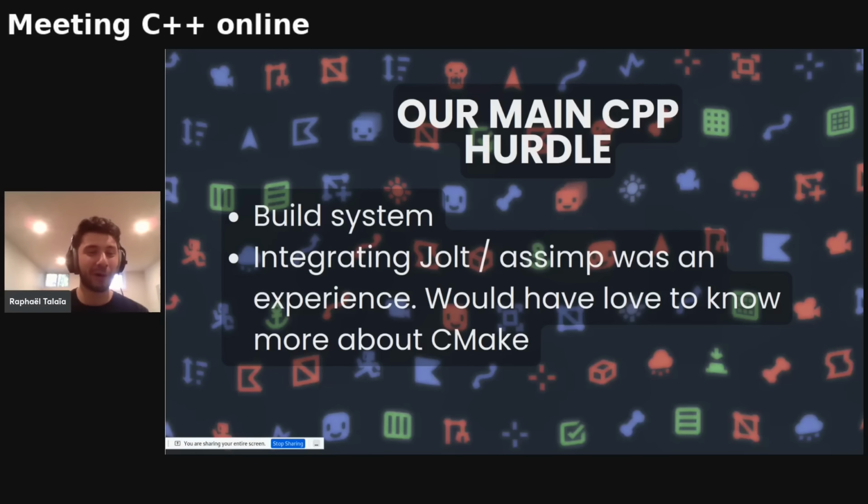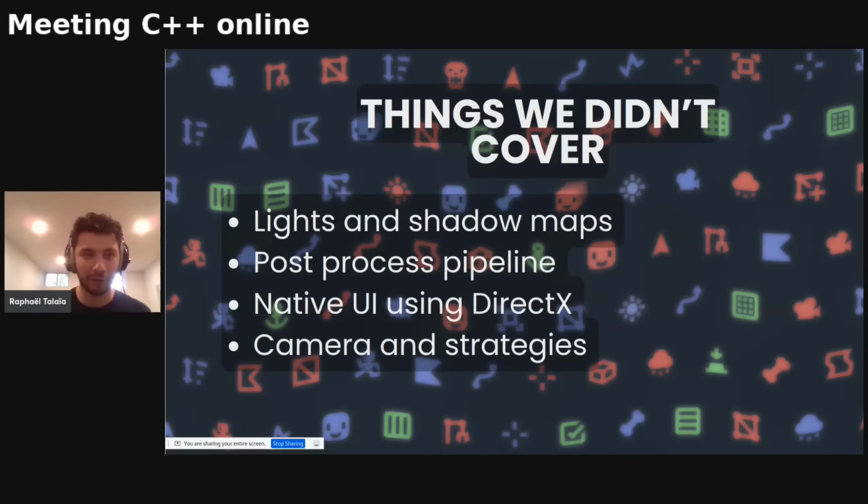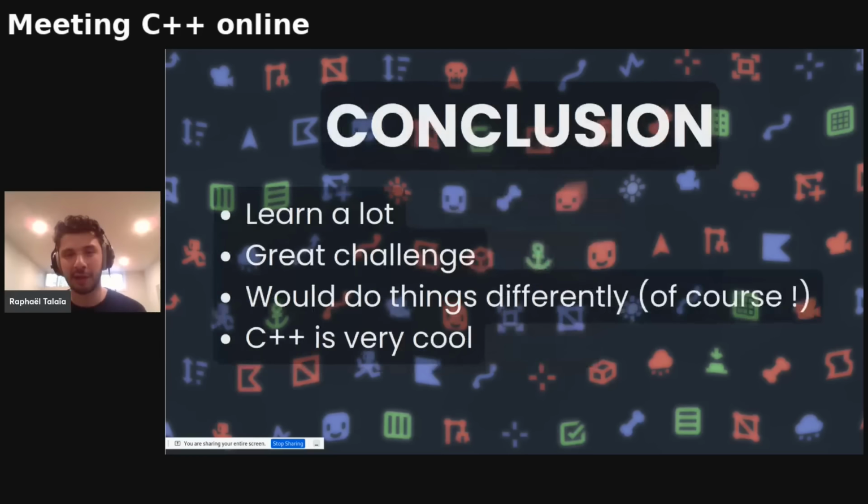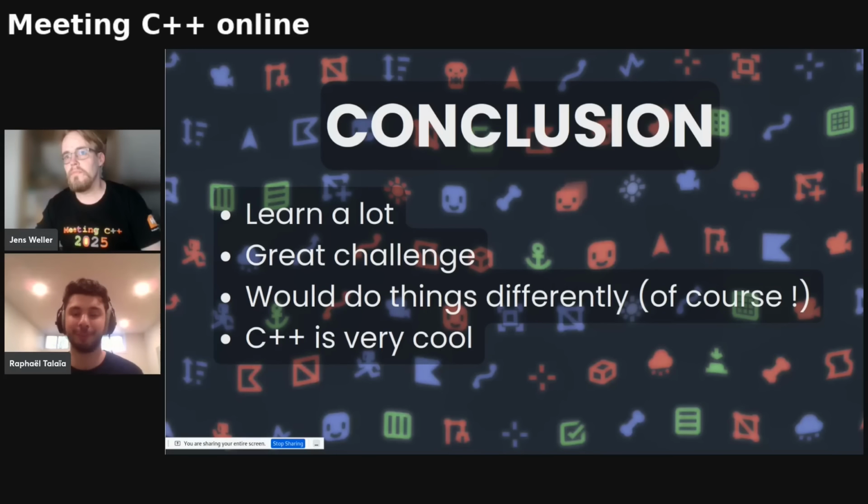If we had known about CMake more before starting out, that would have really helped us. Or about vcpkg too. There's a ton of things we didn't cover, like light, shadow maps, post-processing, native UI using DirectX, camera and strategies. Of course, it's a game engine. I have 15 minutes, and I've already gone over. So in conclusion, we learned a lot. It was a great challenge, and C++ is very cool, and the usage of modern C++ really simplified our code. Thank you.